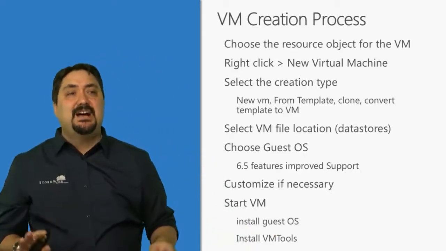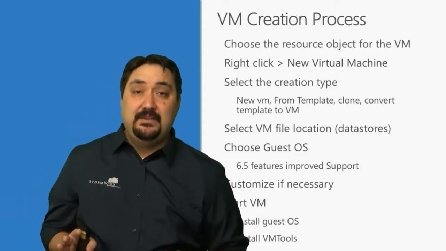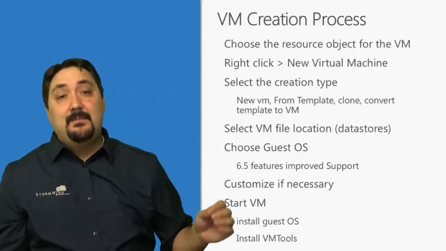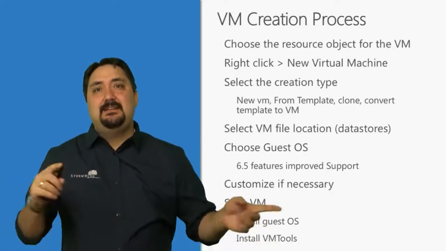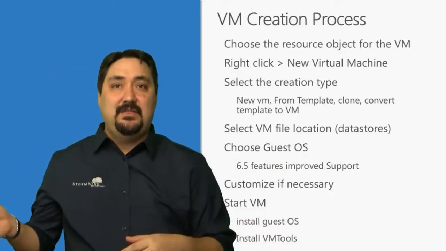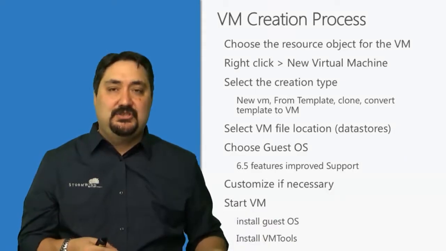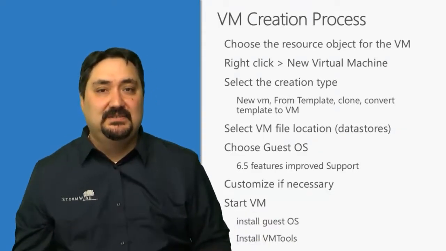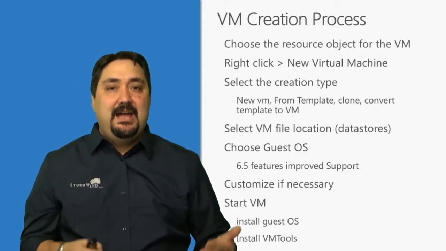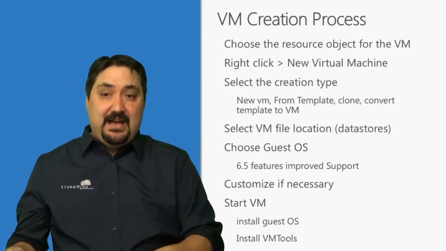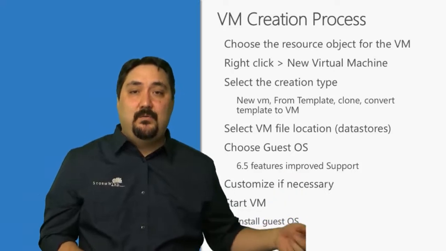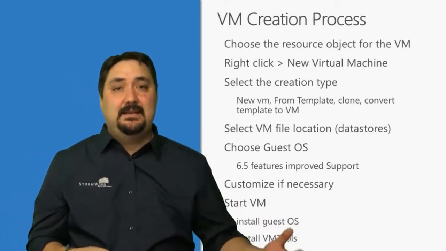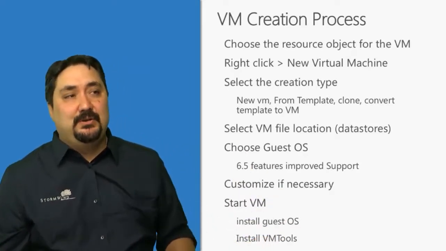Now, there's several types of creation. There's new VM, and that would be creating a virtual machine from scratch. From a template, which would be using a template that we created from another virtual machine to create the new virtual machine. That would include its operating system, any configurations that have been put in place. And then you take a template of that and you can deploy that virtual machine over and over again with the same settings, the same operating systems, all the same configurations that you've already put in place.